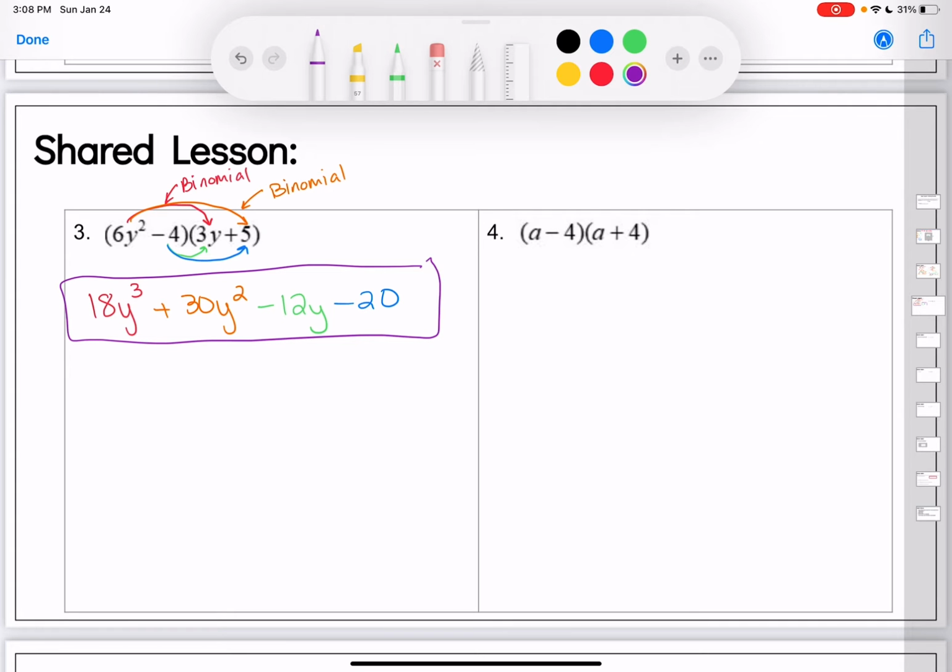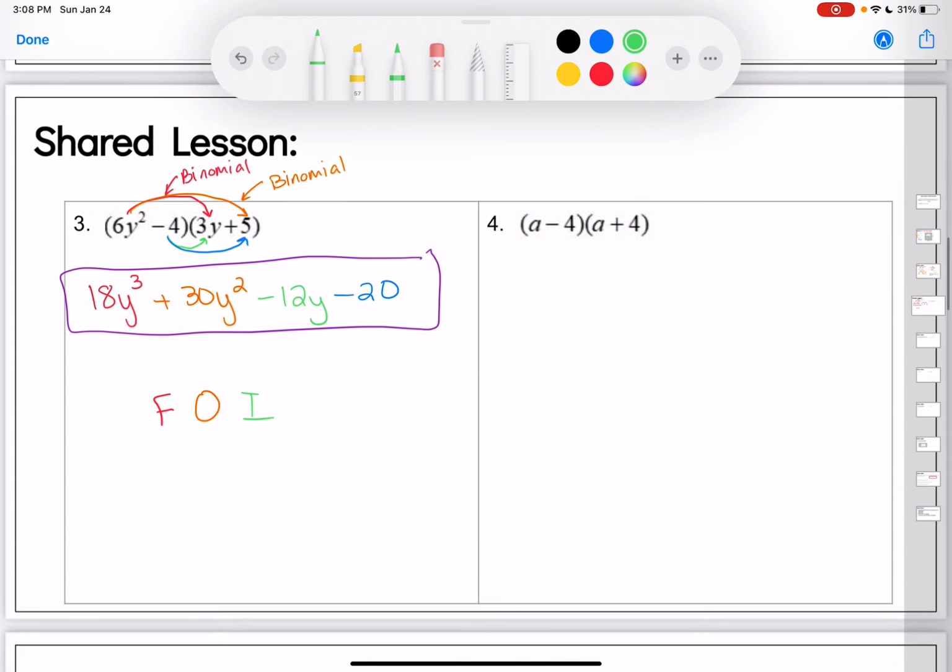Now, since a binomial times a binomial is the most common type of multiplying of polynomials that you will see, it does have a special name. It's really just double distribute, right? But it has a special name called FOIL. F-O-I-L. FOIL is a way to keep track of all of your distributing. You have to distribute 4 times when you're doing a binomial times a binomial, and so each of those letters is one of your distributing, and that's it.